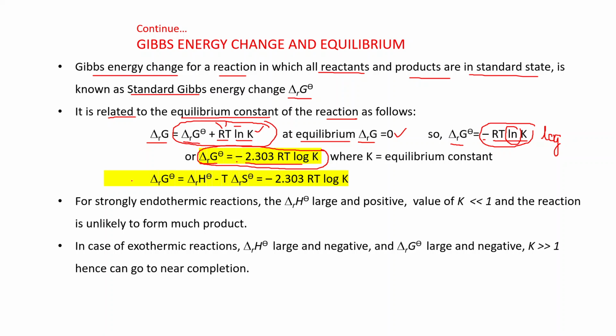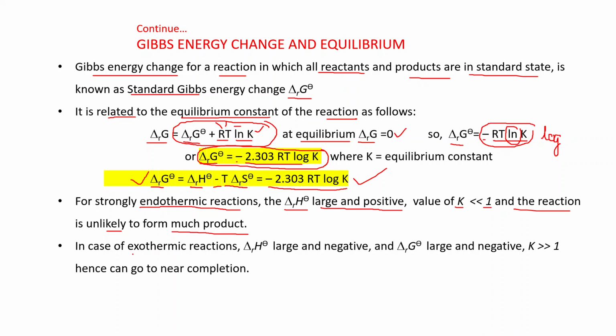We already discussed that this Gibbs energy change is equal to enthalpy minus T delta S, and this is equal to minus 2.303 RT log K. For strongly endothermic reactions, what are endothermic reactions? Reactions in which heat is absorbed. The standard enthalpy of reaction is large and positive. That's why, if we correlate with this, we can say the value of the equilibrium constant is much less than 1, and the reaction is unlikely to form much product.